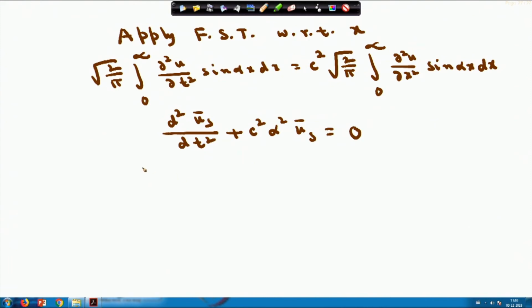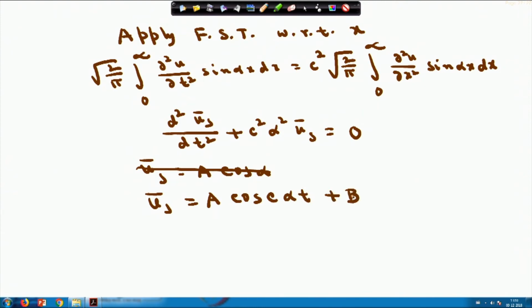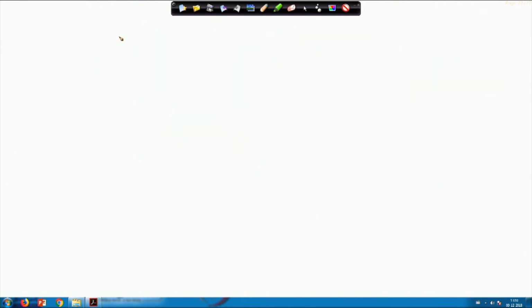So, the value of u bar s is equal to a cos of c alpha t, just like the earlier problem, plus b sine of c alpha t. Now, I have to find out the values of a and b. So, at t equals 0, let me go to the next page.